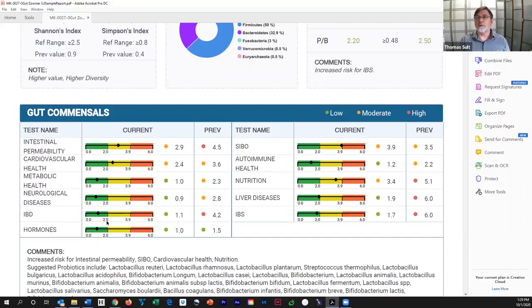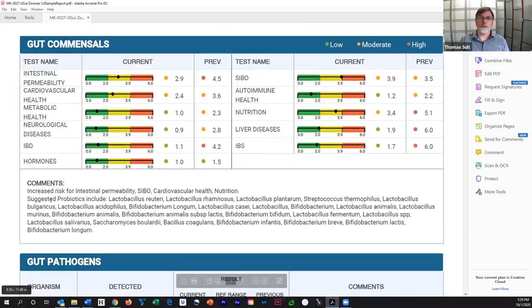Then we go over here: SIBO, small intestine bacterial overgrowth, is up against the red. Autoimmune health is pretty deep in the green. Nutrition is in the yellow. Liver disease is borderline yellow. And then irritable bowel syndrome is in the green. Then there's commentary. You can read this and it tells you things like which probiotics might be good.